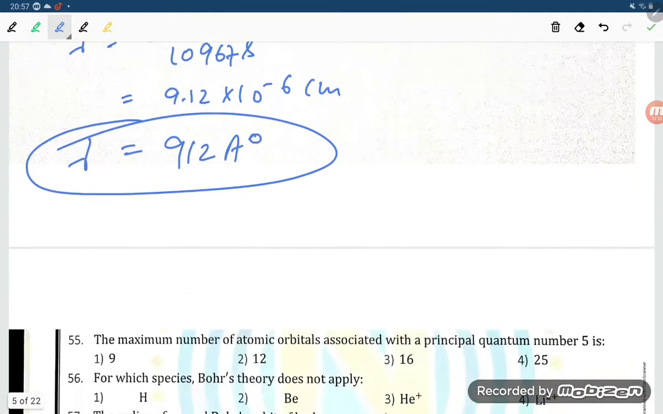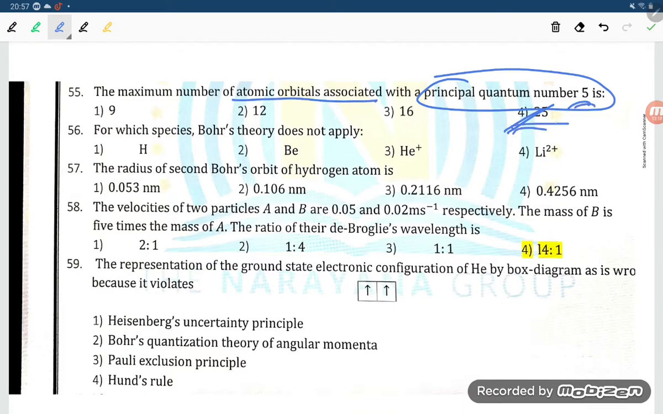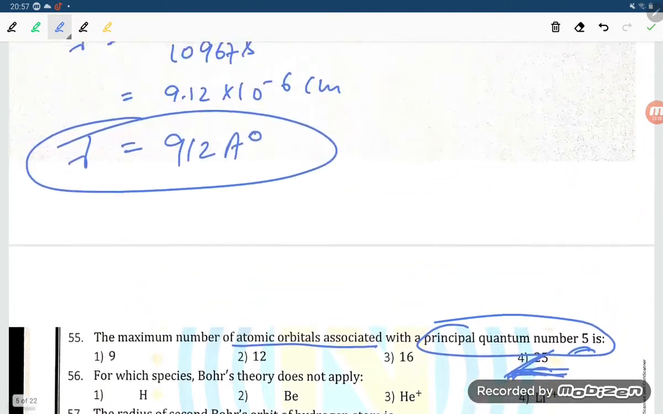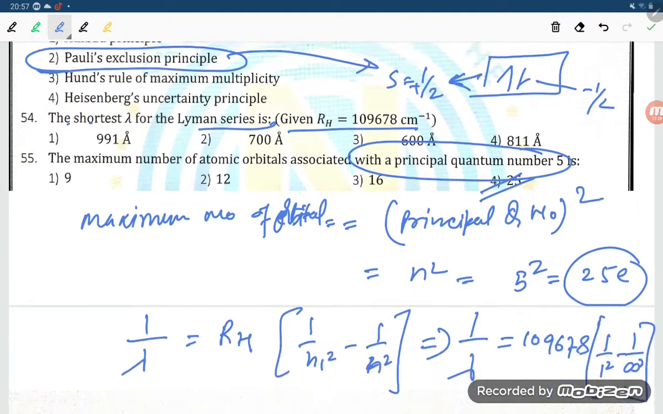Now let us move to the next one, problem number 55. If you see the 55 problem, the maximum number of atomic orbital associated with principal quantum number 5. So the number of orbital they are asking for principal quantum number 5. We have already done this one, no? That was the maximum number of electron, not this; this is orbital. So the maximum number of orbital is 25.